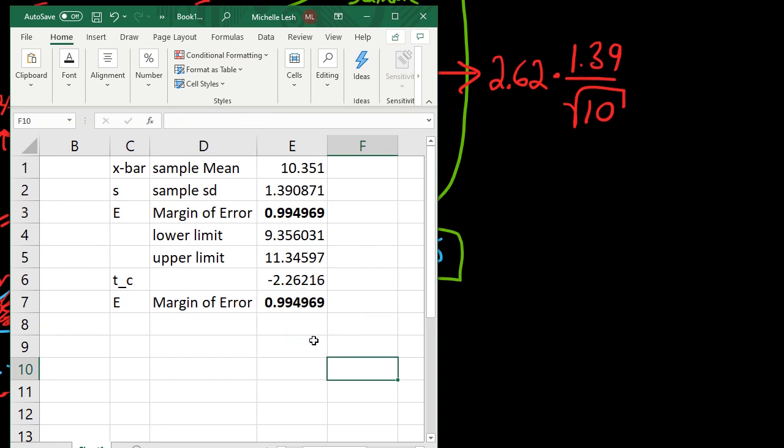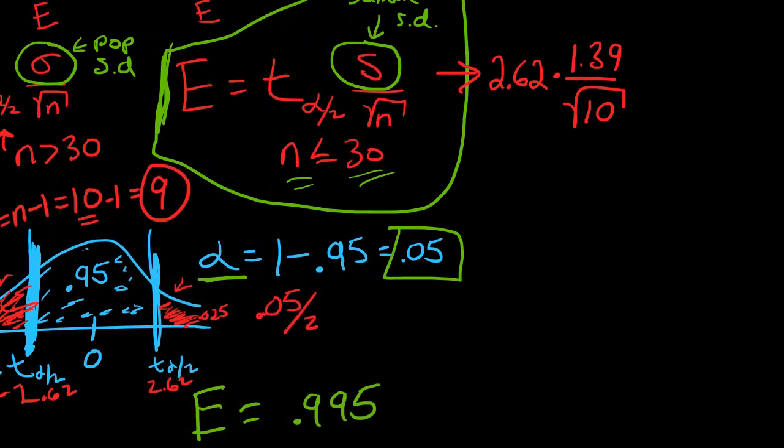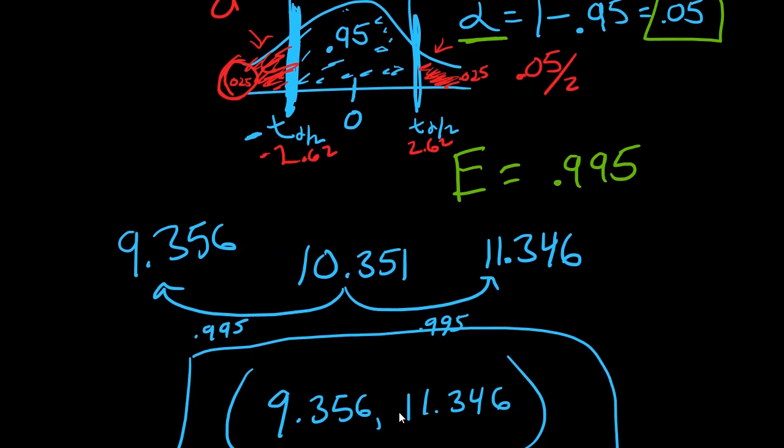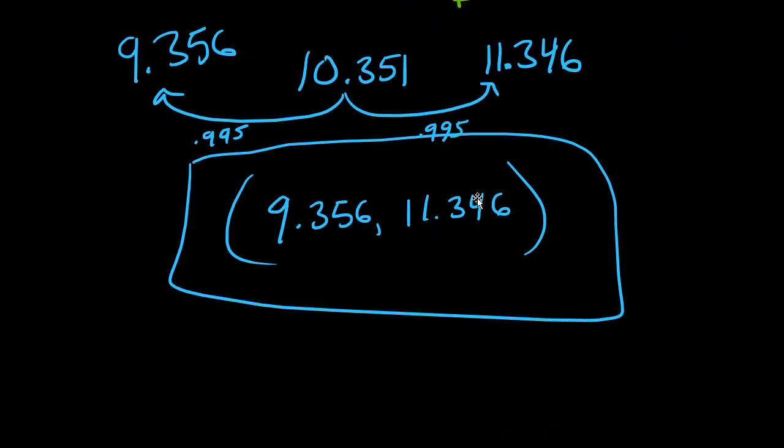You're going to have rounding error if you round, so you need to be mindful of that. Using Excel as your calculator is a great way to avoid those types of errors. All right, and then once you have the margin of error, then basically you do the exact same thing to find the upper and lower limits. And you will arrive at the same answer for your confidence interval.